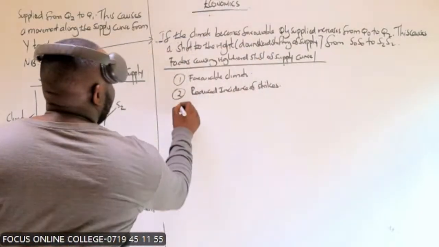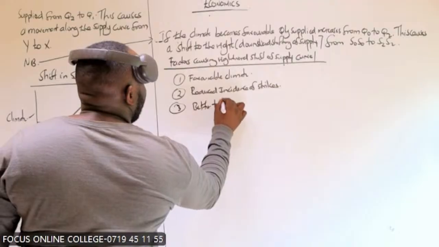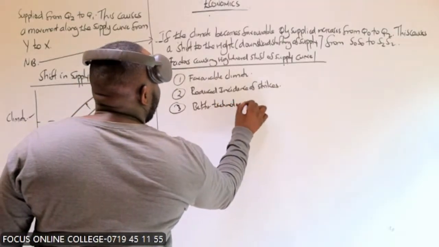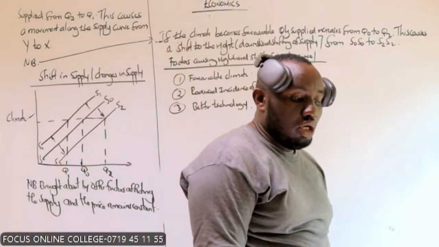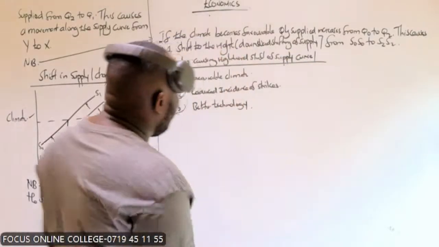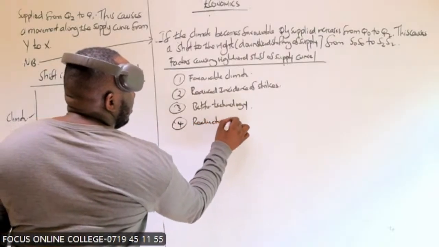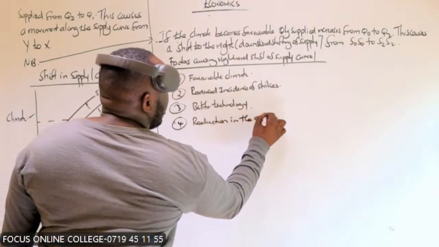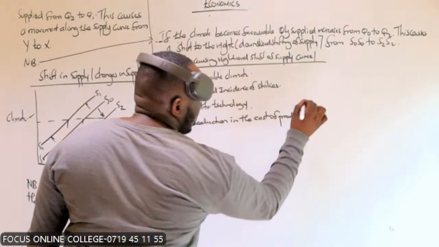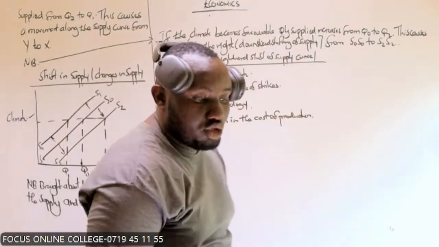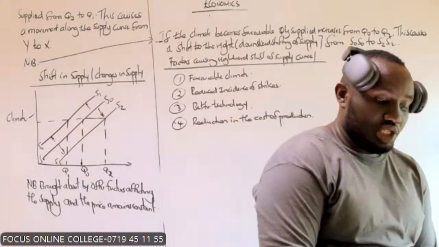We also have another factor which is called better technology. When you have better technology, that will lead to an increase, or shift to the right. We have a reduction in the cost of production. Then we have favorable government policies.